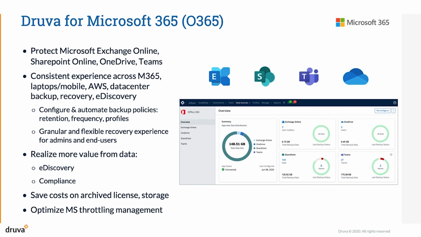We also protect other things, right, such as laptops and mobile devices, AWS, data centers, a number of different things that we protect. And it gives you a consistent experience across all of that, right? So you just configure the policies, you specify how often you want things backed up and how long you want them retained. And then we allow you to realize more value from that data, such as e-discovery or compliance.